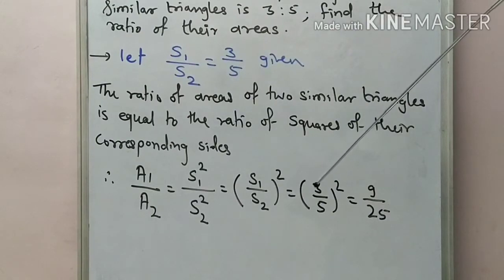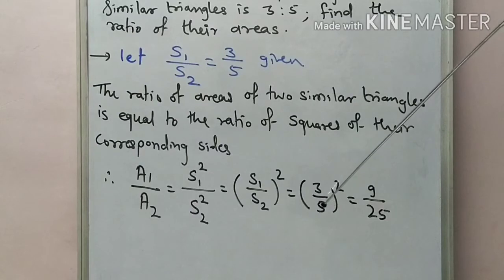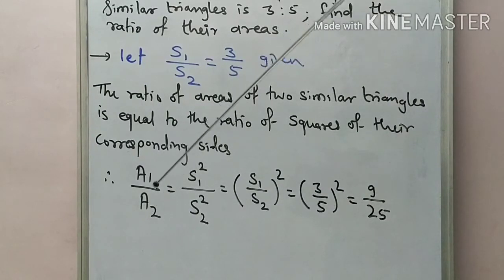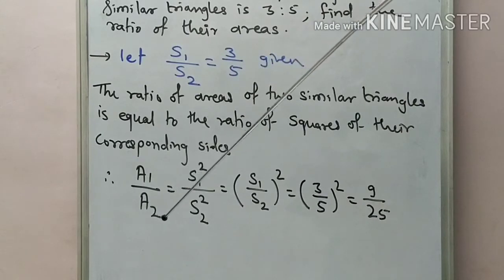We substitute that value over here, then square the numerator and denominator. The square of numerator 3 is 9, upon the square of denominator 5, which is 25. Hence we get that the ratio of areas of those two triangles is equal to 9/25. Okay students, this is an example asked for 2 marks in the exam.